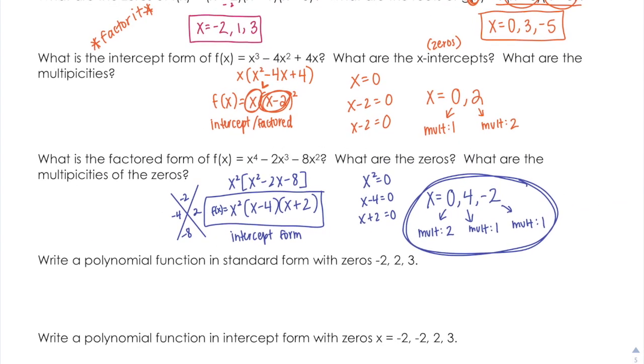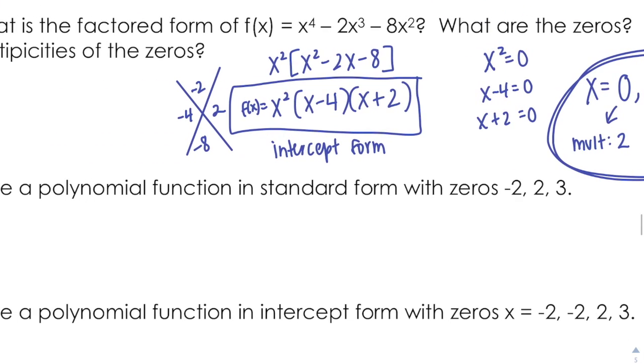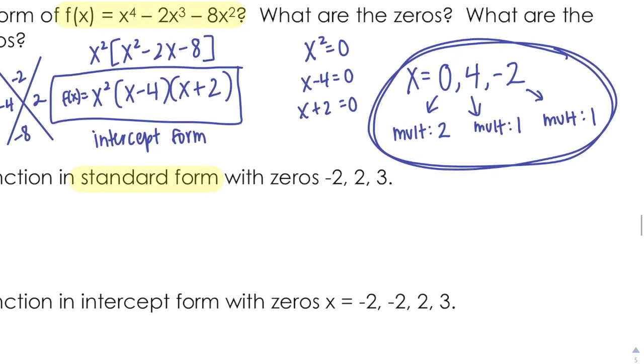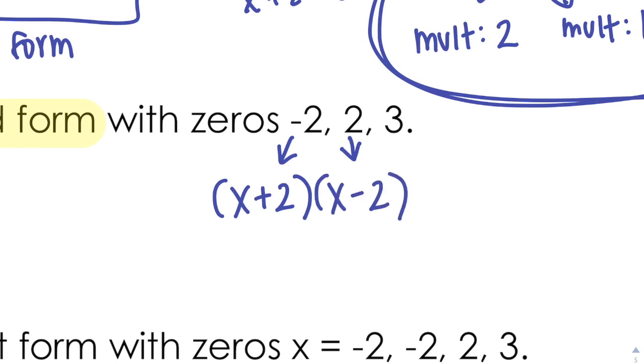Now, if it tells you what the zeros are, so I have negative 2, 2, and 3, and I want it in standard form, now I'm going backwards. Now it wants it in that form. Which means if one of the zeros is negative 2, then that would factor to x plus 2. If one of your zeros is positive 2, then that would factor to x minus 2. And if one of your zeros is 3, that would factor to x minus 3.